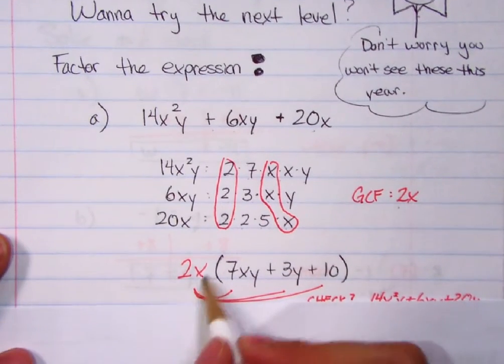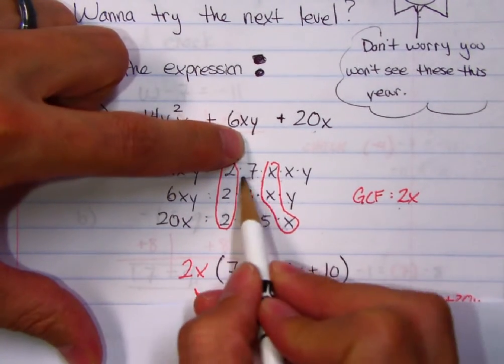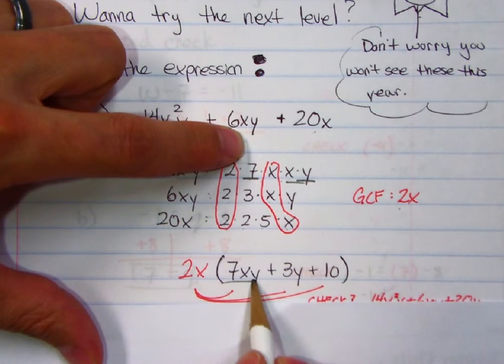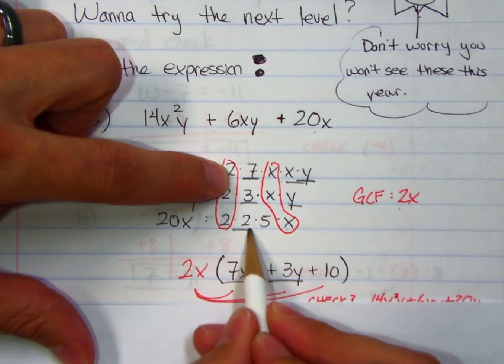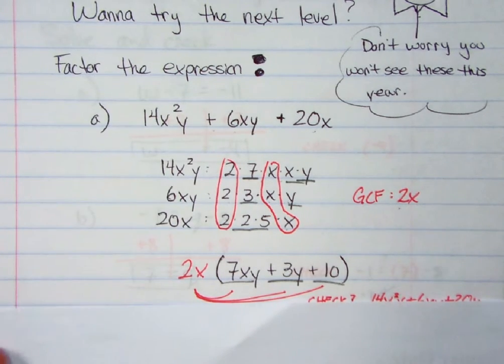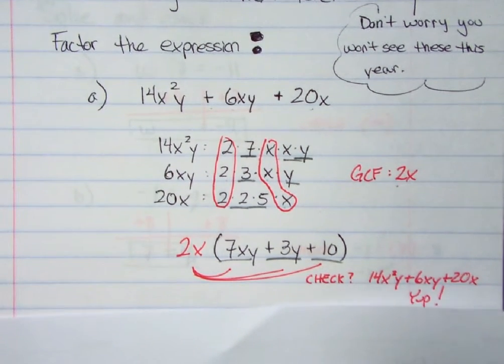Then you write that out front, and you see what's left over. Well, look, a 7 and an xy are left over. That goes there. The next one, a 3 and a y are left over. That goes there. And a 2 and a 5 are left over. That's why it's 10. You can double check your work and make sure that's right.